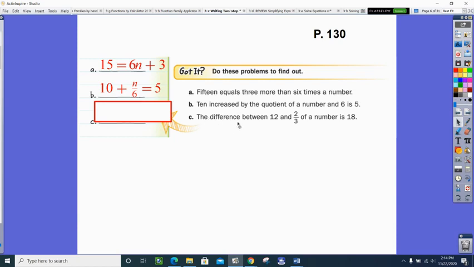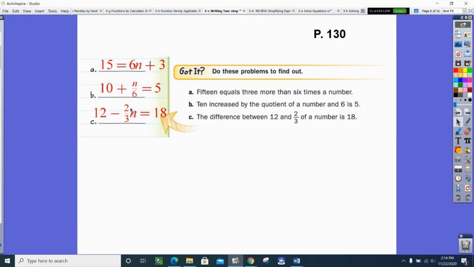The difference between 12 and 2/3 of a number is 18. Try to translate that one. So 12 minus, there's the difference, the minus, 12 and 2/3 of a number is 18. And pretty soon what we are starting to see is two-step equations.